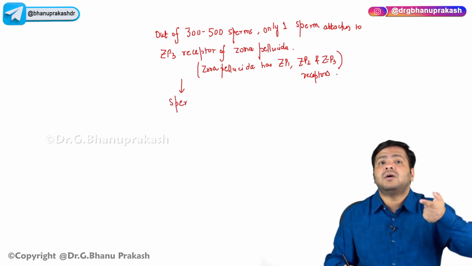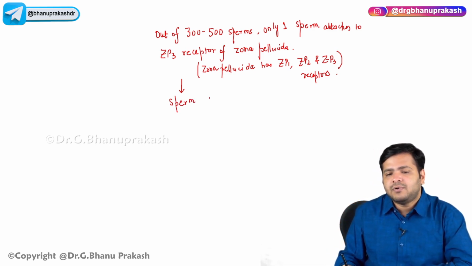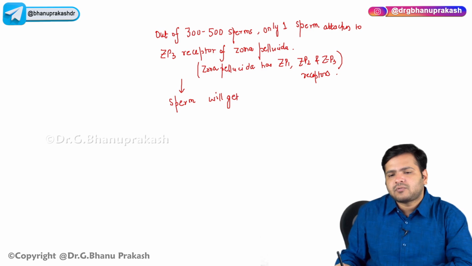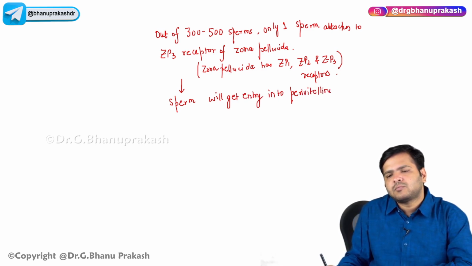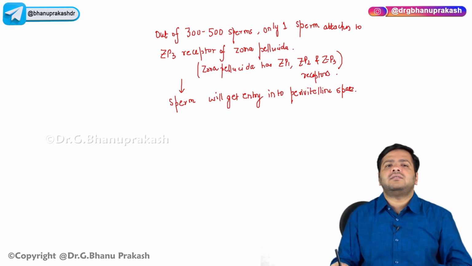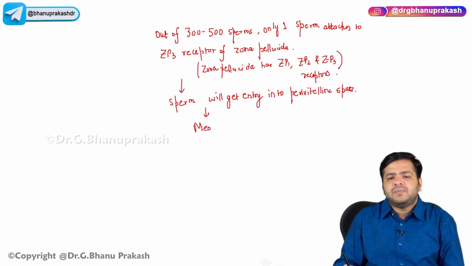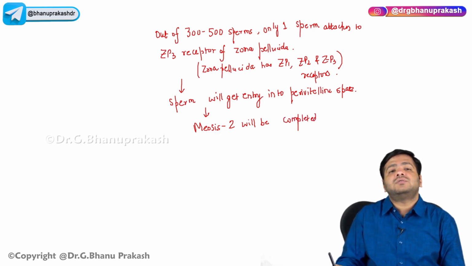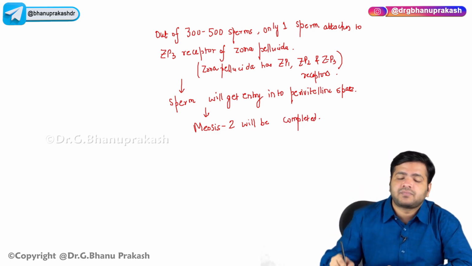You already know what is present inside the zona pellucida. Recall the structure of the secondary oocyte: the perivitelline space. The sperm will get entry into the perivitelline space, right? What will happen now? Meiosis 2 will be completed. I have already told you meiosis 2 only completes at the time of fertilization, right?